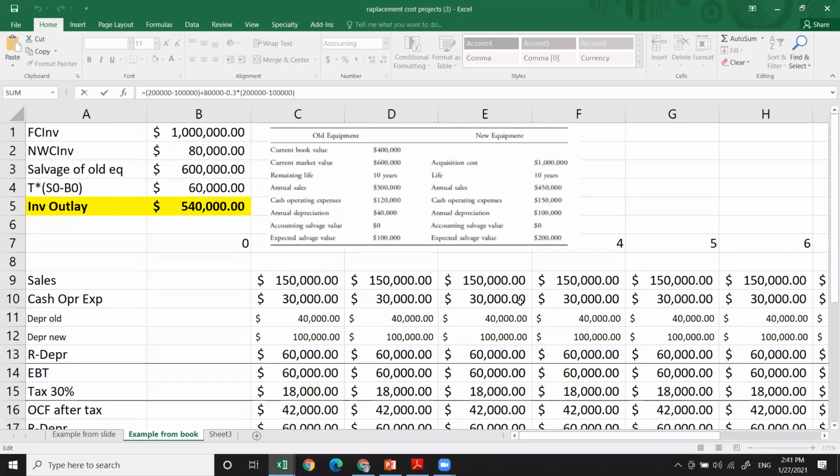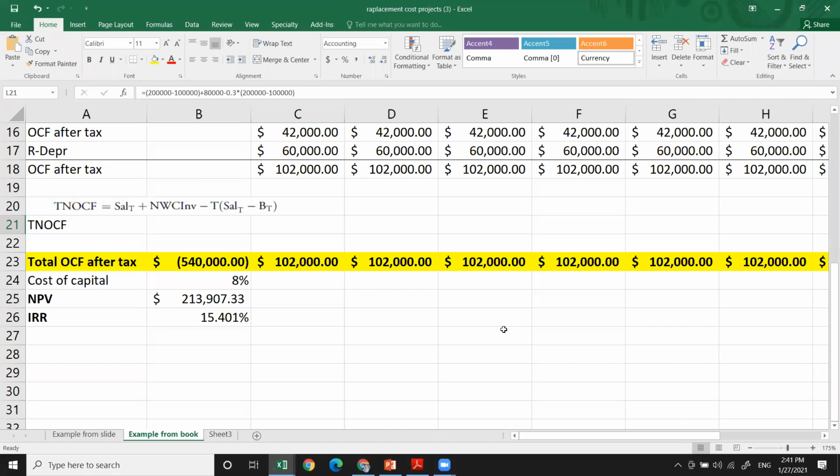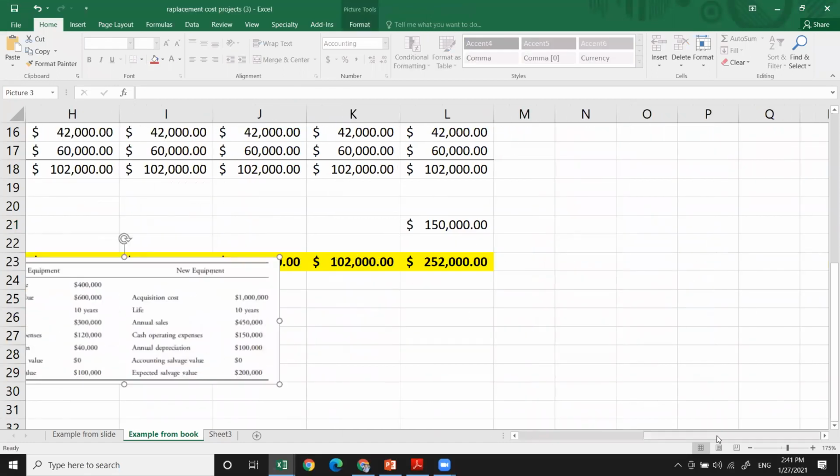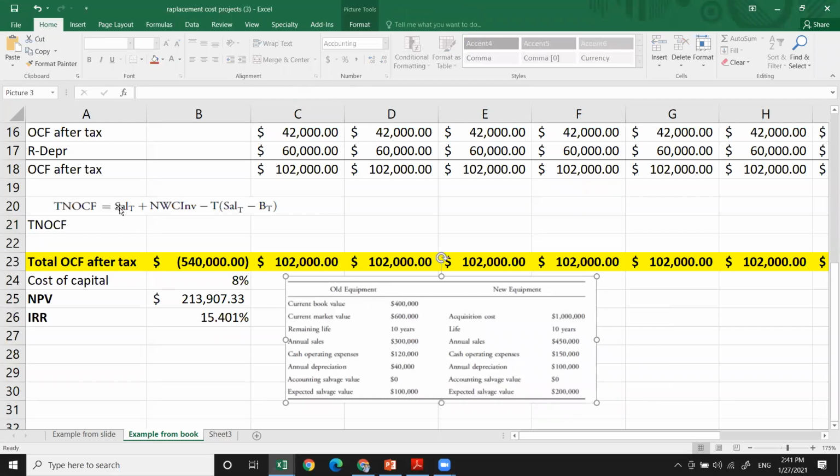So if you go back to the question, it says, look here, expected salvage value for the old equipment is 100, for the new equipment is this. So if you see the formula, let me just put it here. Okay, here's the formula: salvage value plus net working capital and the tax on the gain. However, salvage value minus book value.